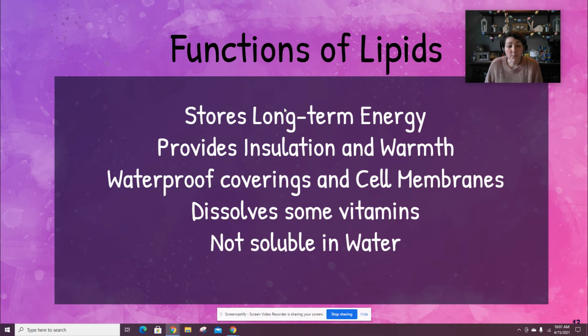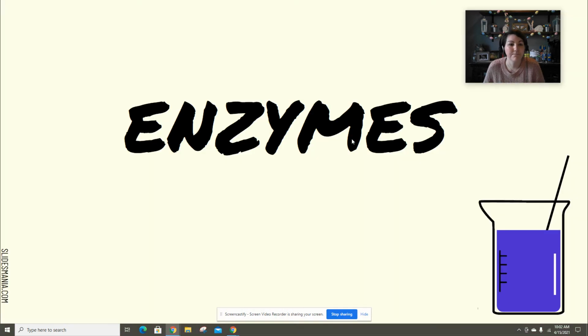It's also waterproof coverings. And hello, we studied how all the membranes, not only in the cell, but in those double membrane organelles, are made up of lipids, those phospholipid bilayers. And so lipids are so important to your cell because it's your cell membrane and it controls what goes in and out of the cell.